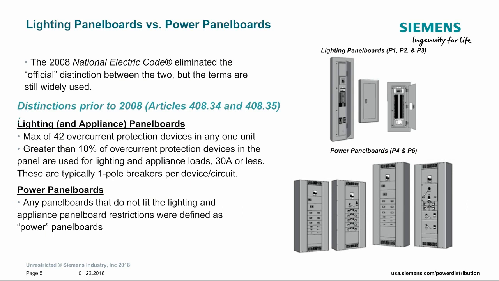So, moving on to the distinctions for power panel boards, there's basically any panel board that doesn't fit the lighting and appliance panel board restrictions. So this meant that power panel boards are typically larger, so they incorporate more overcurrent protection devices, and or they include loads that are for a higher amperage or not used for lighting and appliances.